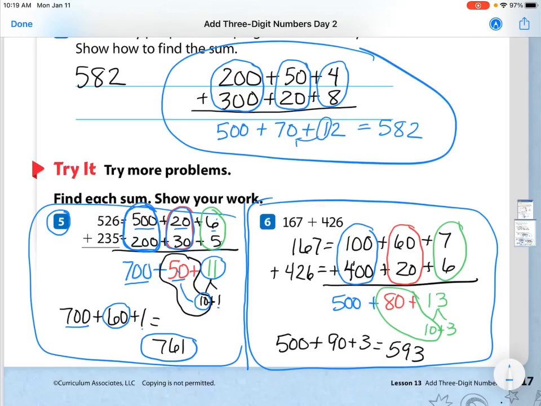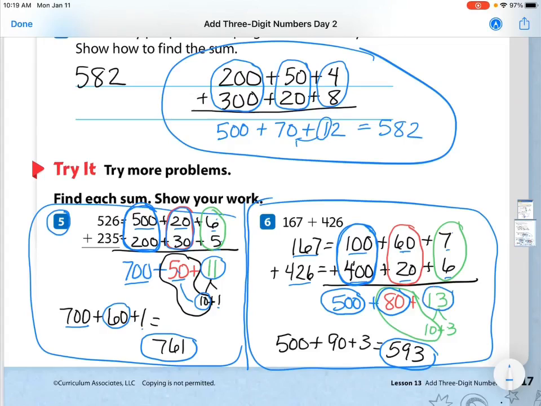Let's look at number 6. For number 6, I got 593 is my answer. And so I rewrote it in vertical form. I said 167 was the same as 100 plus 60 plus 7. And 426 is the same as 400 plus 20 plus 6. In the blue, I circled the hundreds place, 100 plus 400, and I got 500. In the red, I circled the tens, and I said 60 plus 20 equals 80. And then in the green, I circled the ones, and I said 7 plus 6 is 13.